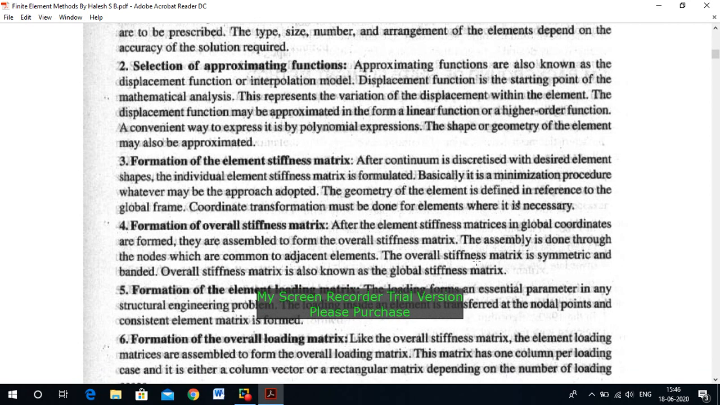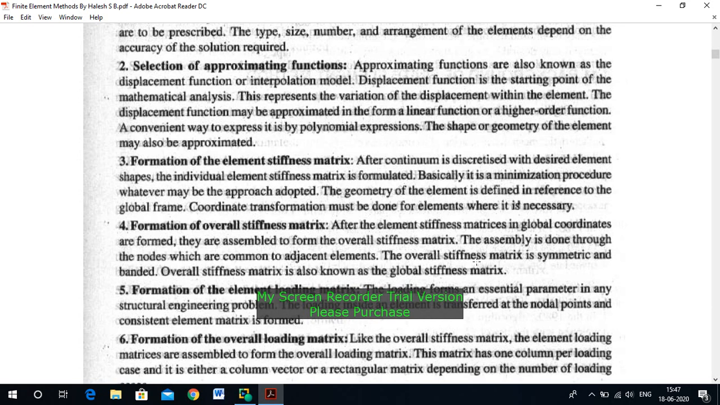Next, formation of overall stiffness matrix. After element stiffness matrices in global coordinates are formed, they are assembled to form the overall stiffness matrix. The assembly is done through the nodes which are common to adjacent elements. The overall stiffness matrix is symmetric and banded. The overall stiffness matrix is also known as the global stiffness matrix.